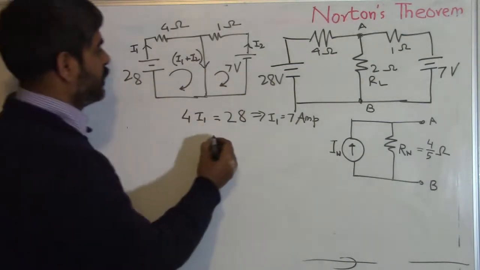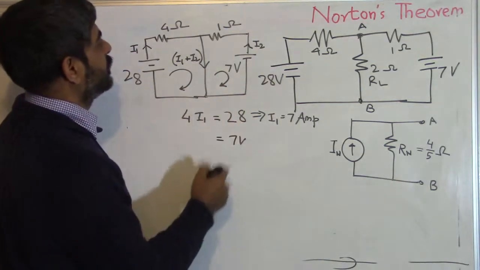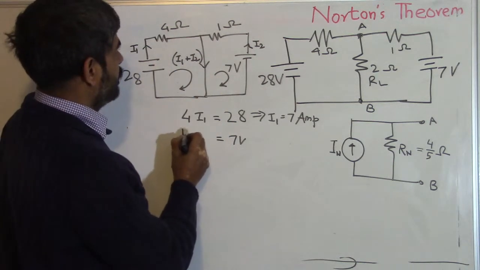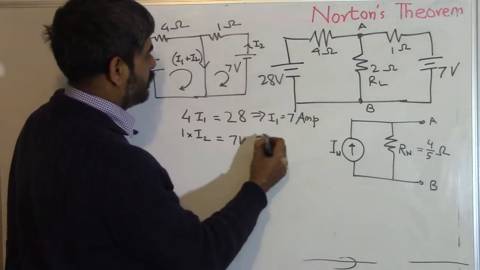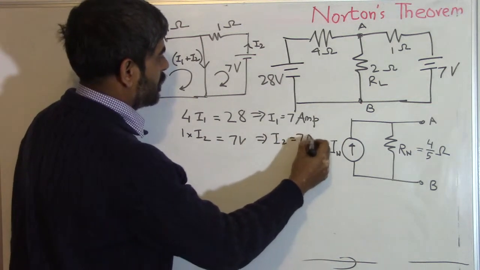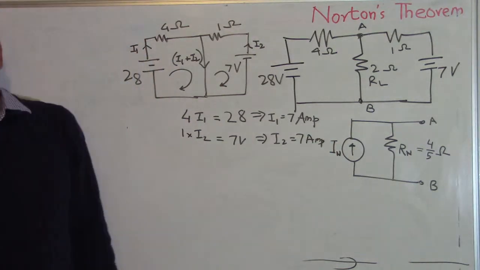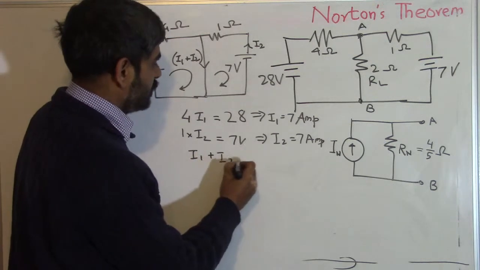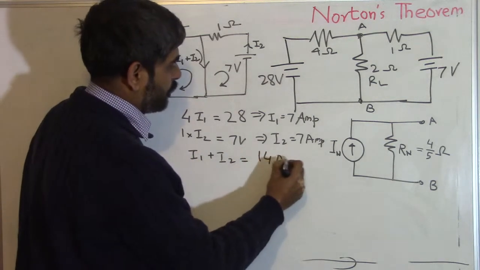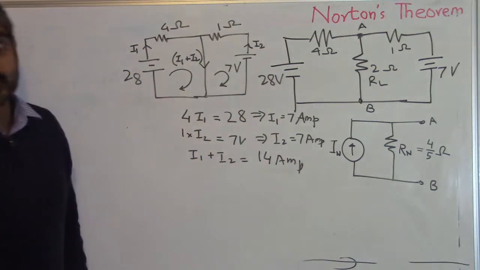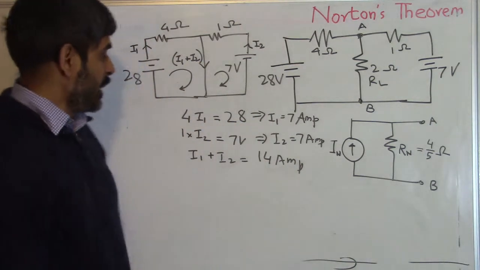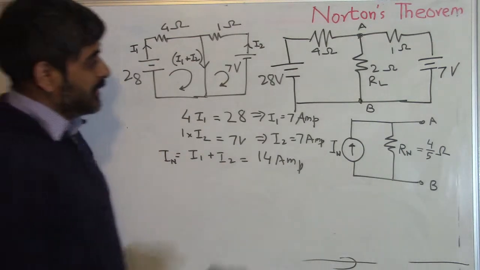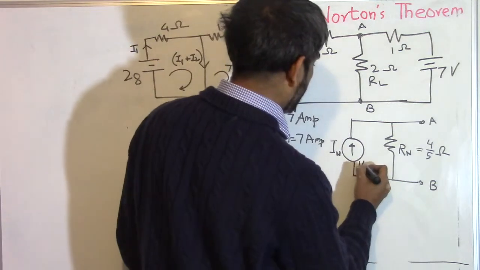In this loop, we have the 7 volt giving an IR drop of 1 into I2. I2 is 7 ampere. So the Norton's current, this current, is I1 plus I2, which is equal to 14 amp. You add these two, you get 14 amps of current. And this is our IN. So what does Norton say? This IN is 14 amp.